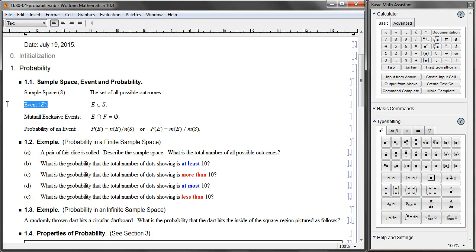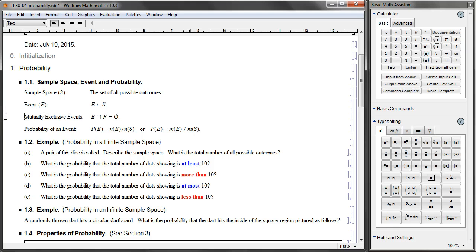Event. Any subset of a sample space is called an event. For example, if you roll a die, you can consider an event of even numbers or an event of odd numbers or things like those. Mutually exclusive events. If 2 events have empty intersection, or if 2 events cannot happen at the same time, we call those mutually exclusive events. As a matter of fact, there should be a Y here. Sorry about the typo. Mutually exclusive events.